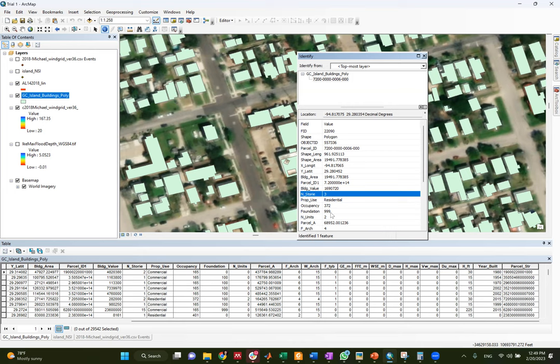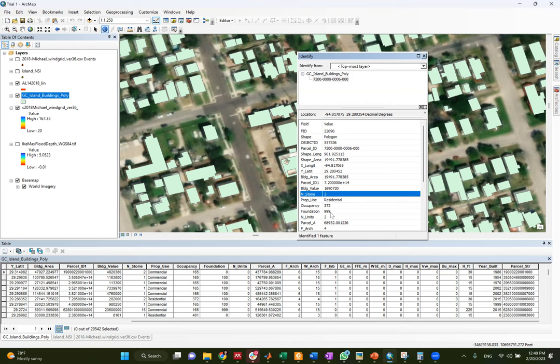So we know the foundation type. These numbers represent types of foundation. And we know that if a building is on a slab on grade, we can assume it's 0.5 to 1 feet from the ground. If it's a crawl space, the building is usually elevated by 3 to 4 feet from the ground. If the building is on piles, elevated from the ground, it's always one story elevated, like 10 feet.